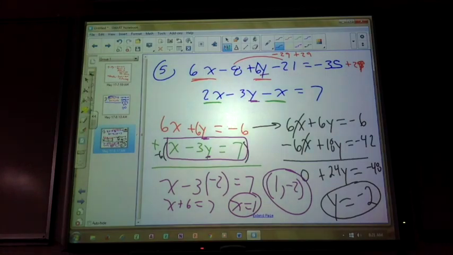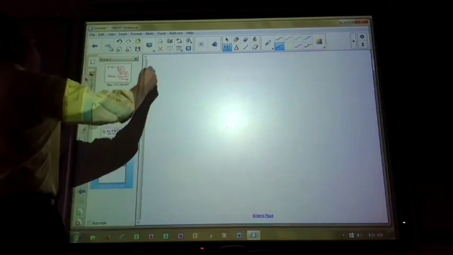Is this starting to come back, make a little more sense? I heard a question. Yeah, go ahead. Look at two different x values? Yeah. Okay. Number 2.